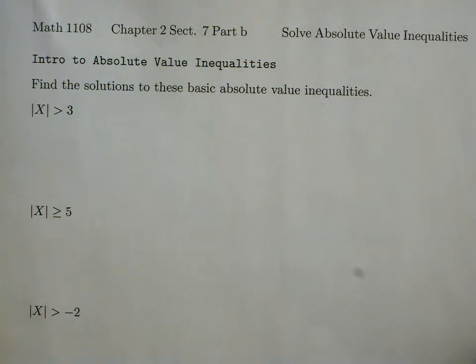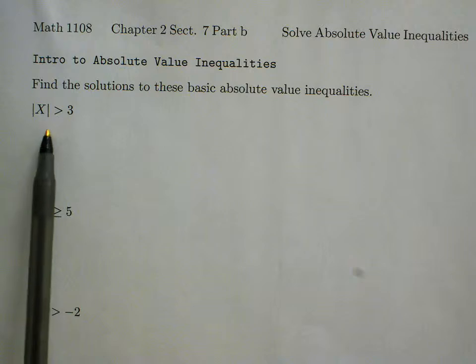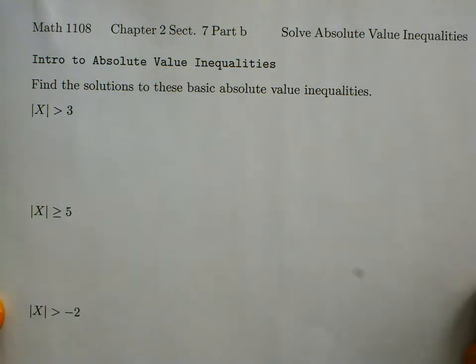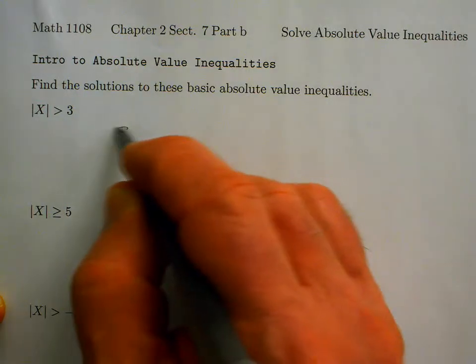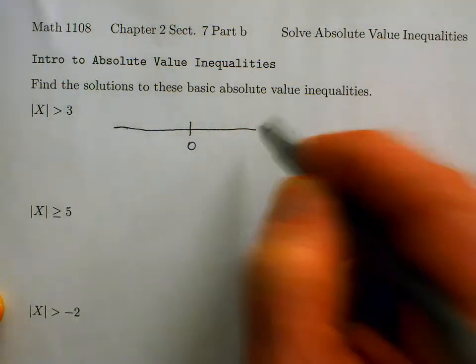So find the solutions to these basic absolute value inequalities. If the absolute value of x is greater than 3, x just represents a number. So if the distance from 0 that a number is greater than 3, then the number could be in a couple of different places.